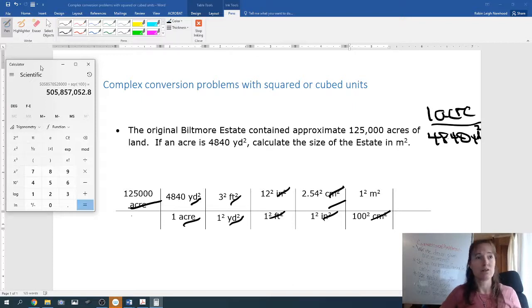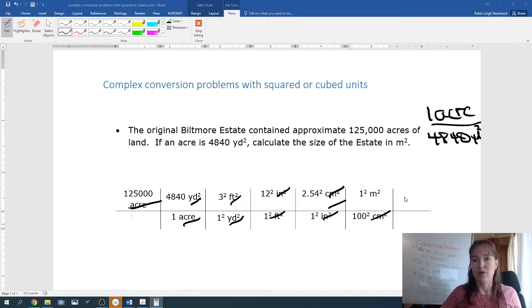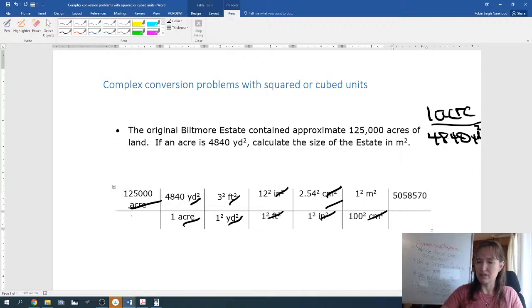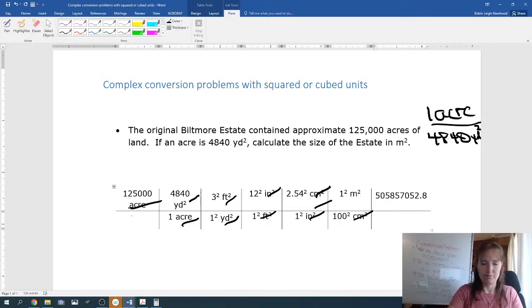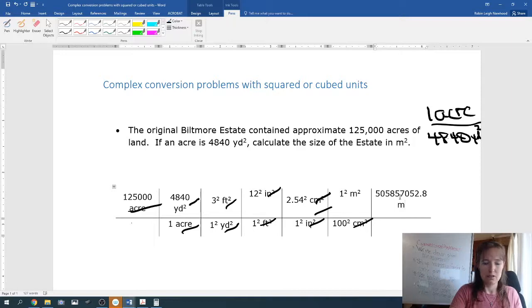And so my answer ends up being this large number here, 505,857,052.8. And so I'm going to type that number in. 505,857,052.8 meters squared. That is a lot of digits, and we did not start off with a lot of digits.